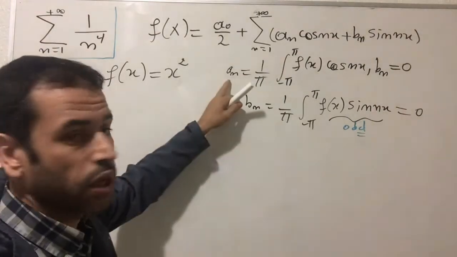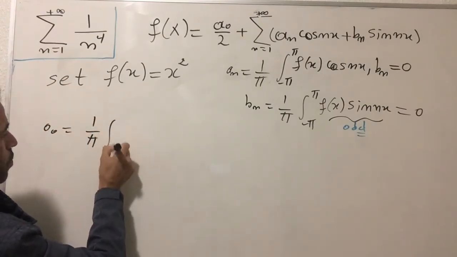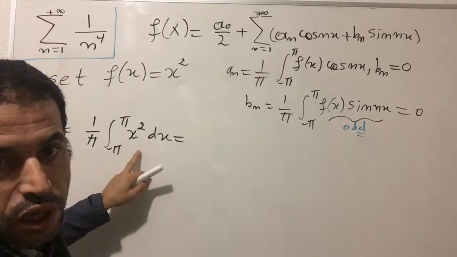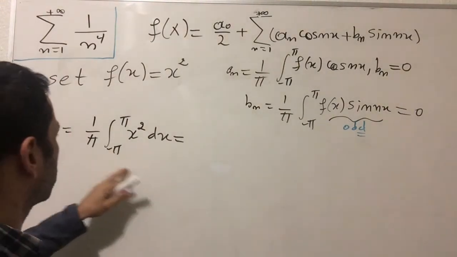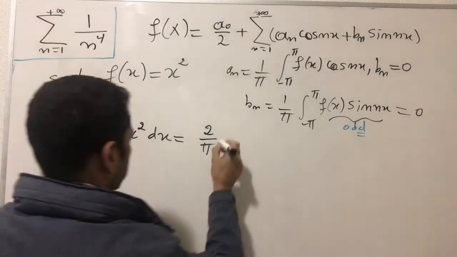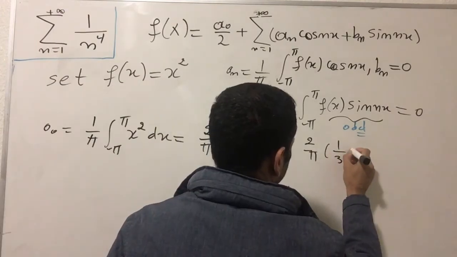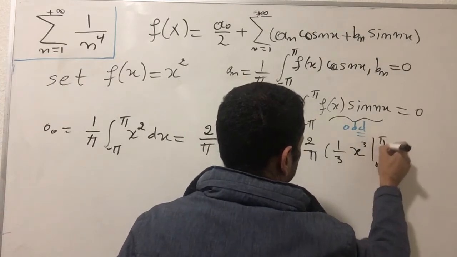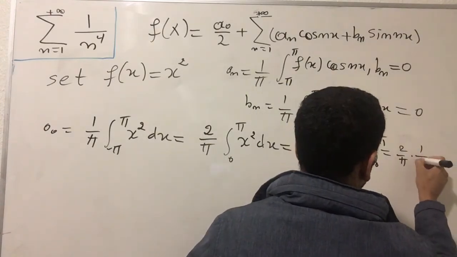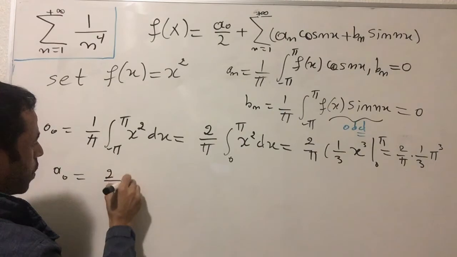What I'm going to do now is calculate a sub 0: 1 over pi, the integral from minus pi to pi of f of x, which is x squared dx. As you see here, this function is an even function, so we don't have to calculate this integral over the bounds minus pi to pi. I can do it like this: 2 over pi times the integral from 0 to pi of x squared dx. The integral is 1 over 3 x to the 3 from 0 to pi, which is 1 over 3 pi to the 3 minus 0. I'm going to cancel one of the pi, giving 2 over 3 pi squared.